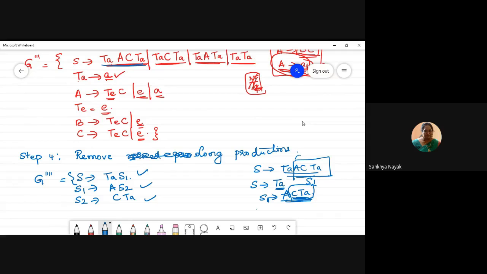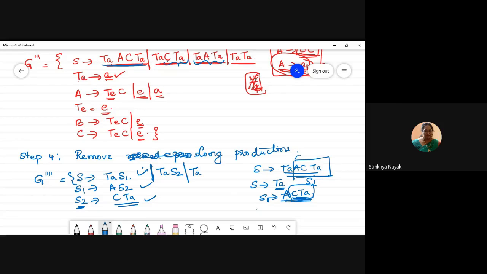Now let us take the second one. That is, S also derives T_A C T_A, isn't it? So let me write it here itself. S also derives T_A C T_A. Now I have to replace this C T_A, but there is already a C T_A with the name S2. So I'll simply write it as T_A S2.